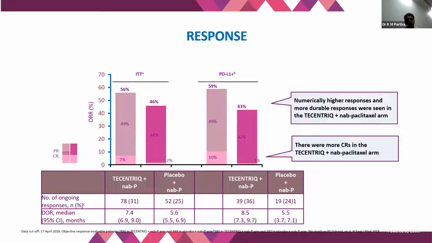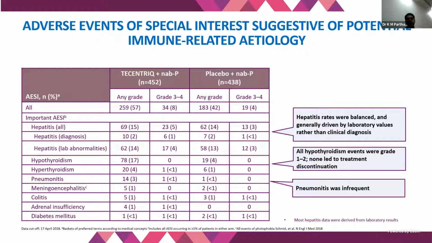What about the duration of response? The duration of response is also significant with Tecentriq and nab-paclitaxel, that is 7.4 months versus 5.6 months. A higher number of CRs are also seen in the Tecentriq and nab-paclitaxel arm, and higher responses as well as durable responses were also seen in the Tecentriq arm.